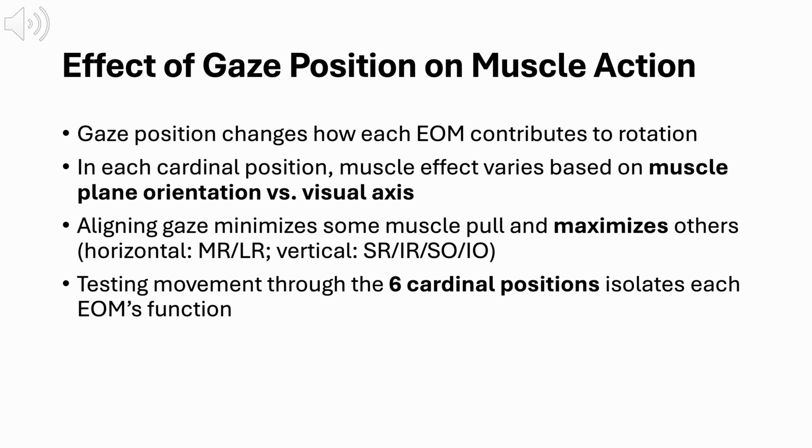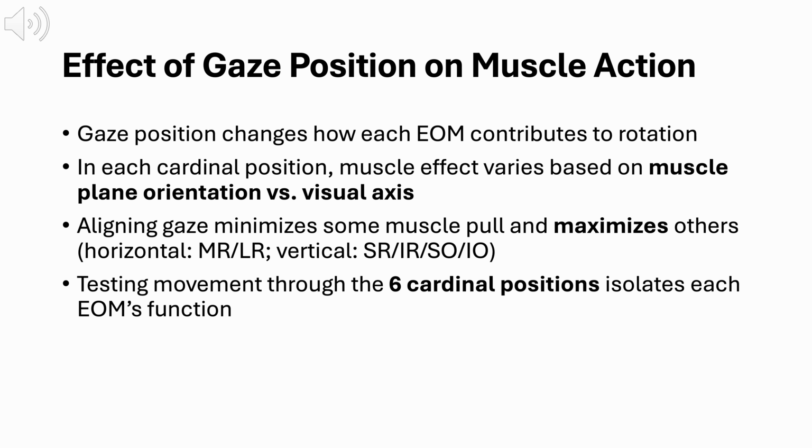Here, we're shifting from what each muscle can do to when that action is most visible. As the eye moves, the contribution of each extraocular muscle changes because its plane of pull rotates relative to the visual axis. In every cardinal position of gaze, muscle effectiveness depends on how closely the muscle's line of action aligns with the axis of rotation for that movement. By placing the eye in specific gaze positions, certain muscle actions are minimized while others are emphasized.